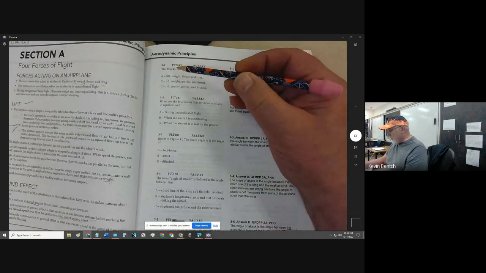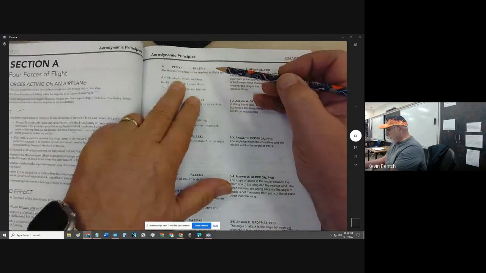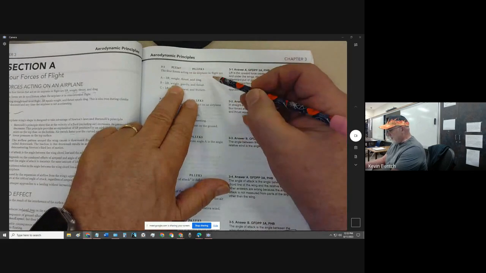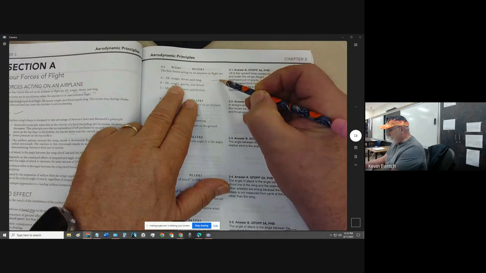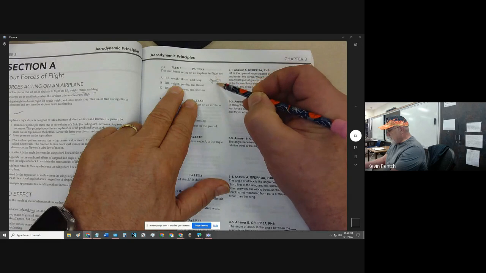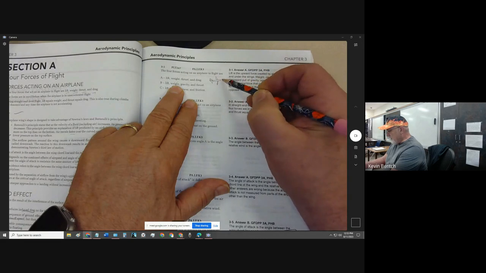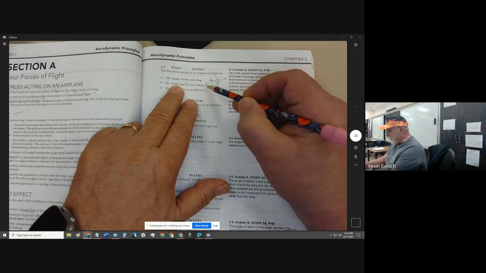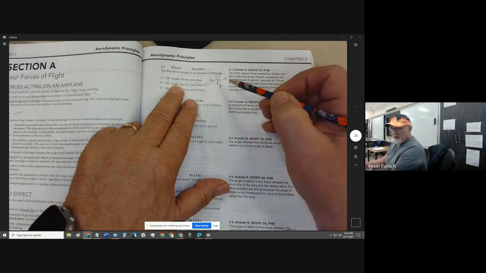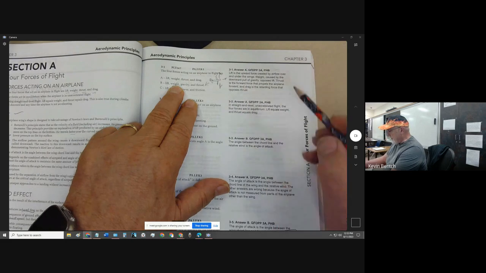Okay. The four forces acting on an airplane in flight are A, lift, weight, thrust, and drag. And you already know that. So if you have your airplane here, and there's the tail and the wings, you have thrust going that way, drag going that way, weight going down, and lift going up. And so you pretty much have an idea of that, I'm sure.